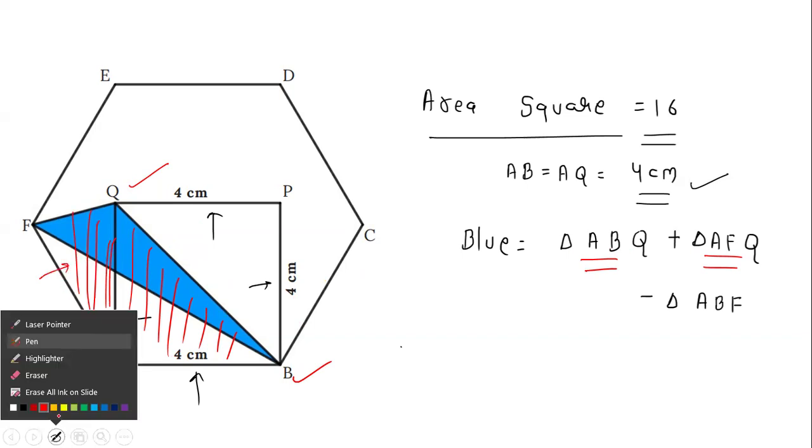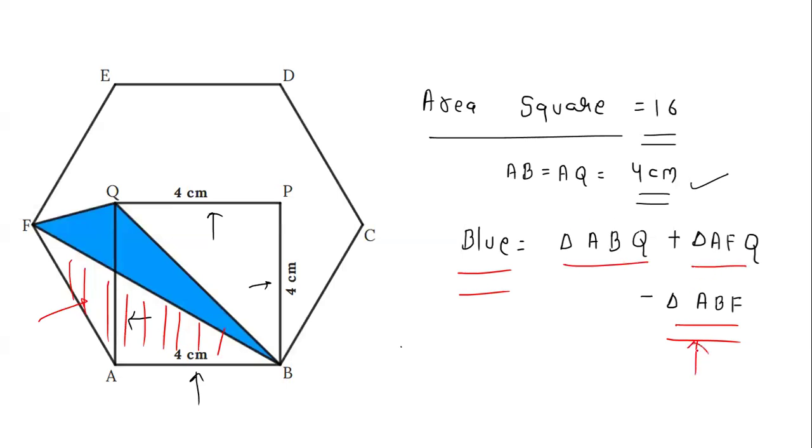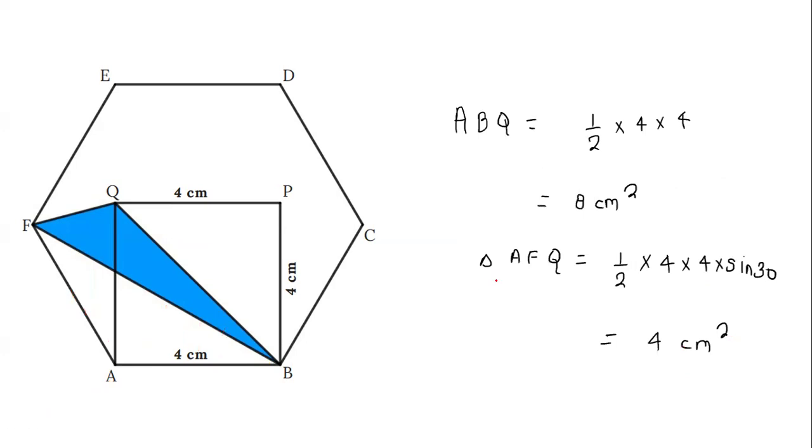So now, if you subtract the ABF triangle area from these two areas, you can easily get this blue area. So you sum the triangle ABQ area plus the AFQ area and subtract the triangle ABF area, then you can easily get the blue area. So this is the strategy. Now we just have to calculate the three triangles' areas and we are done.